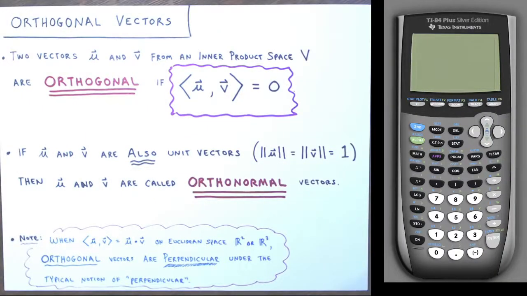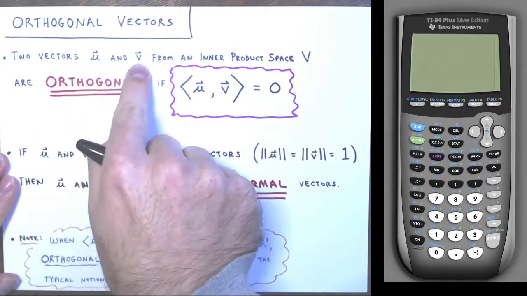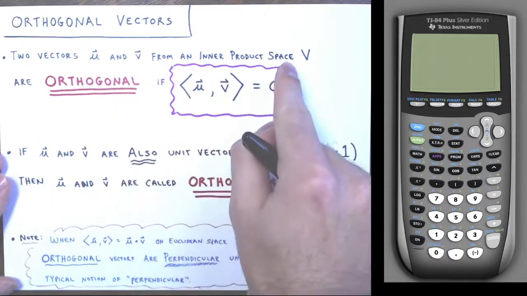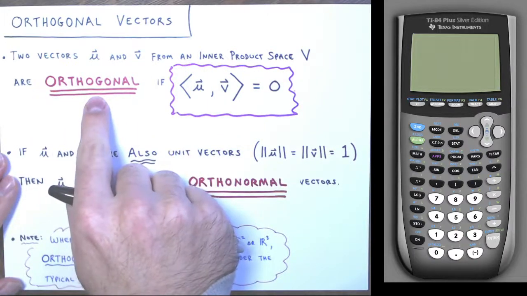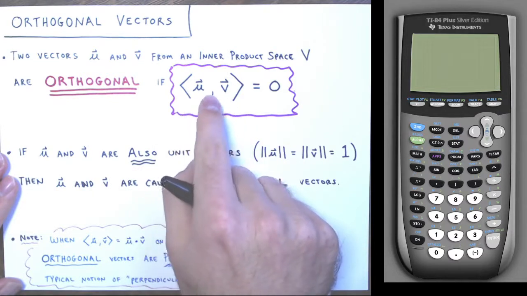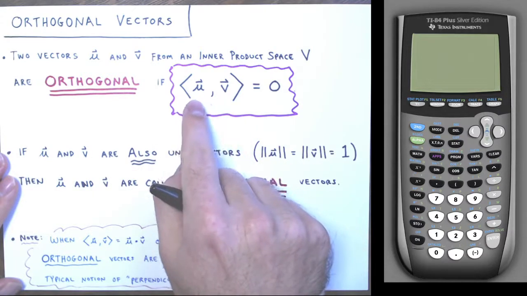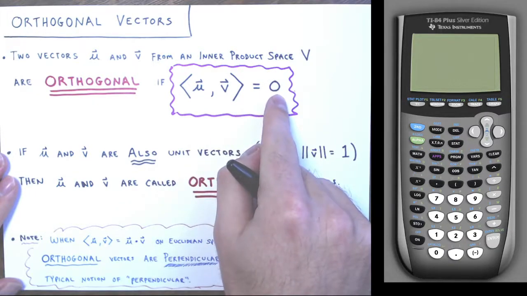Alright, so what does it mean for two vectors in an inner product space to be orthogonal? Two vectors, say u and v, from an inner product space V are orthogonal if the inner product of those two vectors, the inner product of u with v, is equal to the number 0.